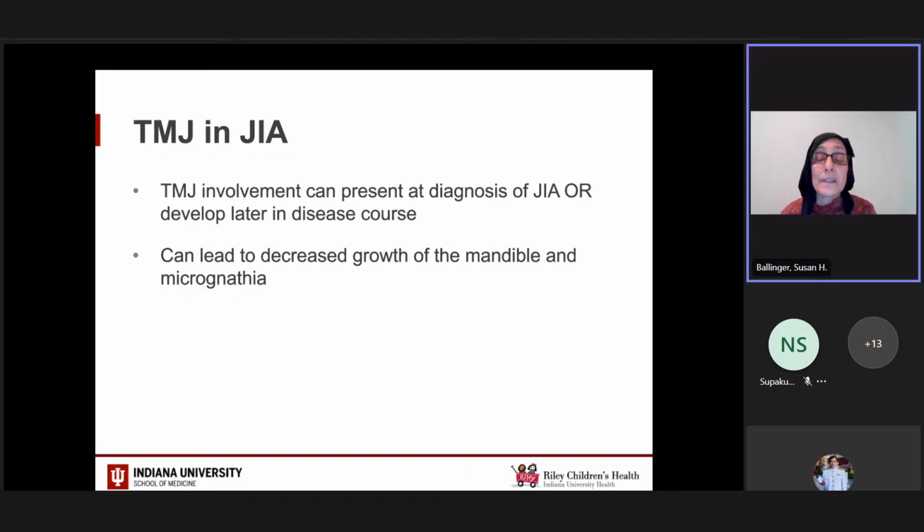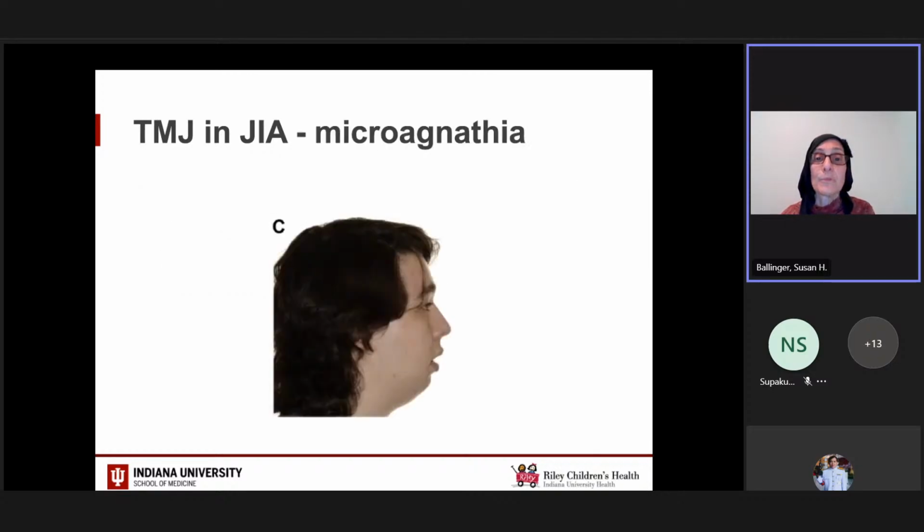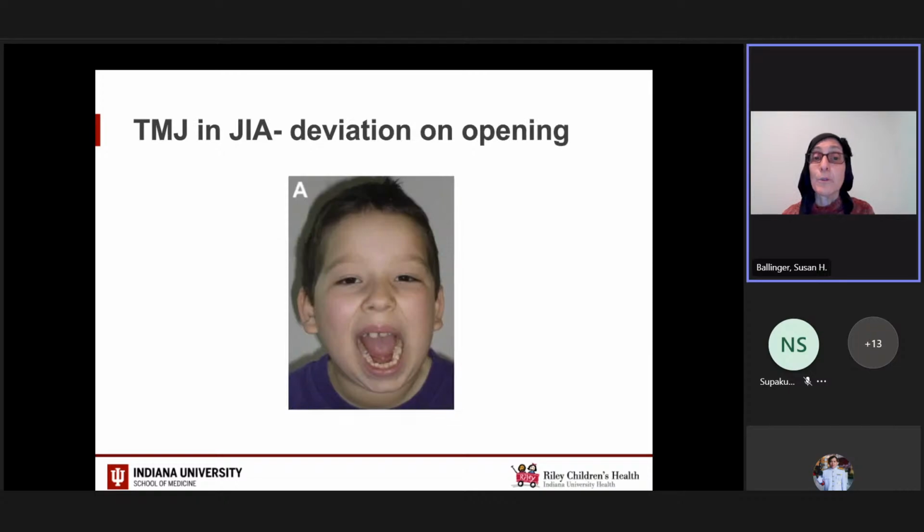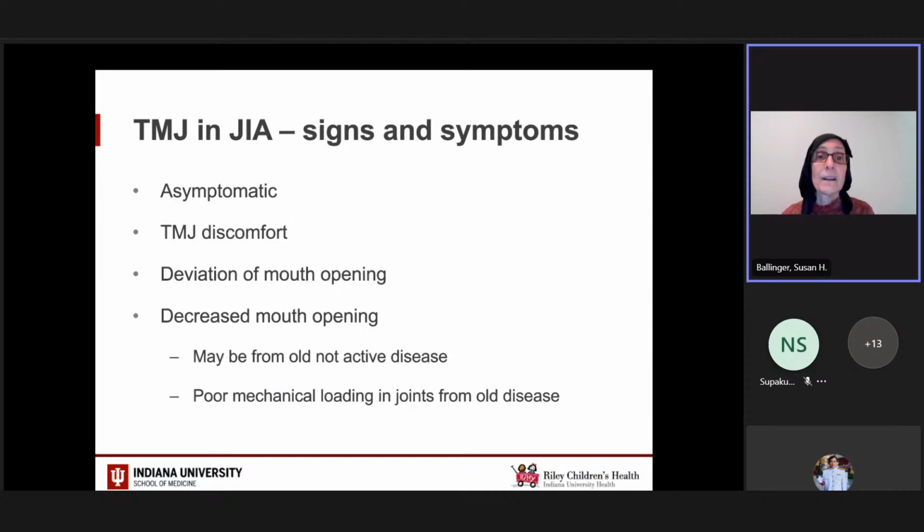TMJ involvement can be at the beginning of disease or can develop later in disease, and it can lead to decreased growth of the mandible and micrognathia. This is kind of a classic. When I see a face like that, I think TMJ disease from JIA. But we also can see deviation on opening without micrognathia. And again, that's from the condylar abnormalities that we're going to see, Dr. Mosier is going to go through.